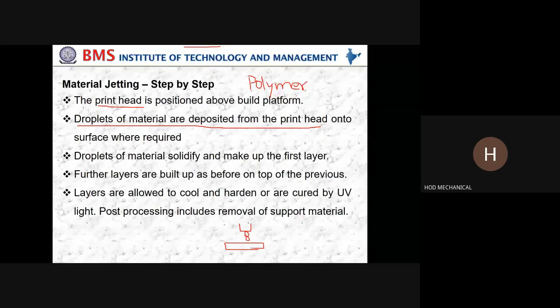When the UV light falls on this, the droplets are converted into a solid material. Wherever you place the droplet, on all those droplets you make the UV light fall, and the droplets are cured or hardened or solidified. Simple. Further layers are built up as before on top of the previous. Layers are allowed to cool and harden or are cured by UV light. Post processing includes removal of the support material.